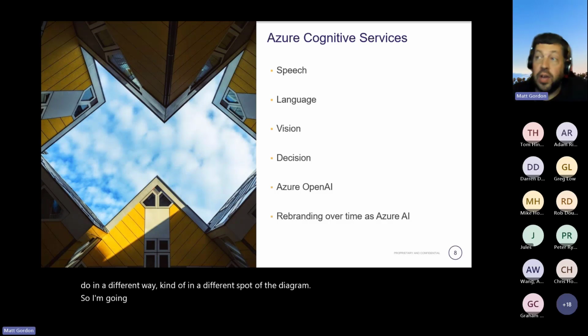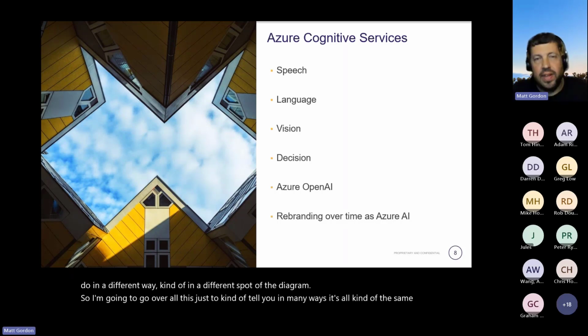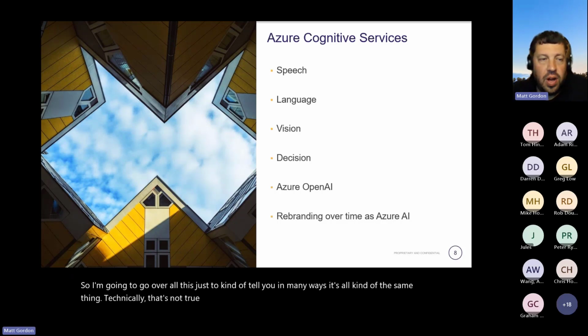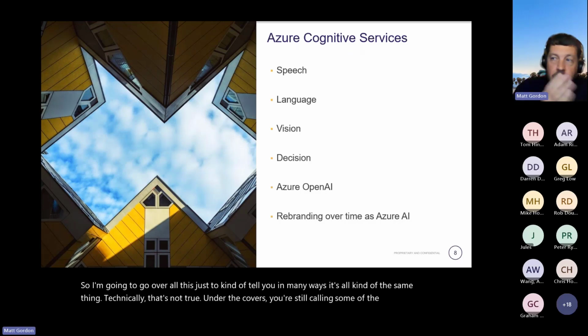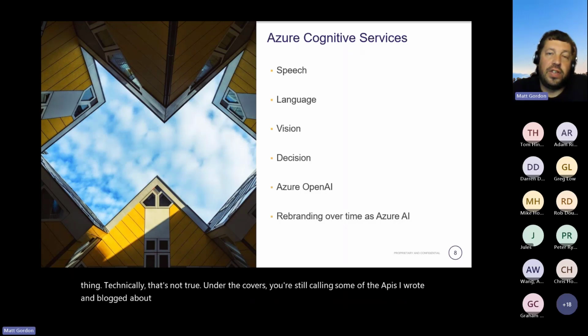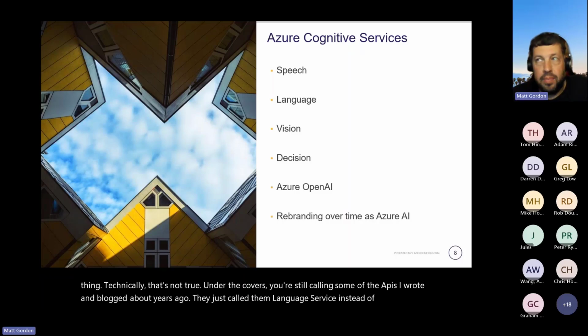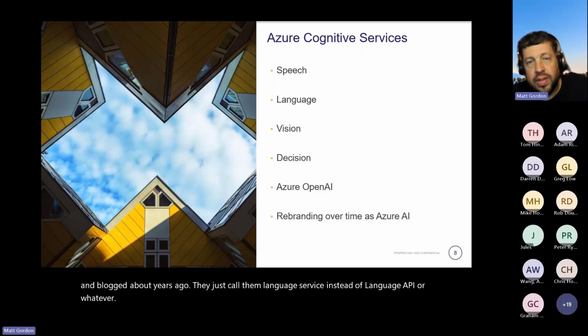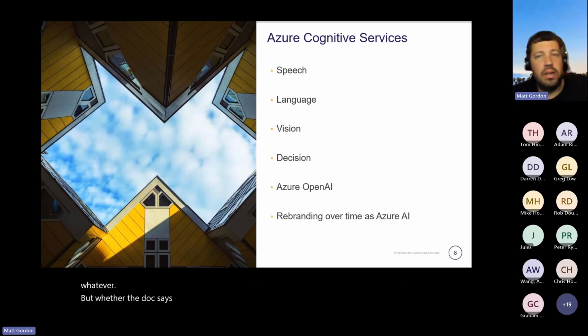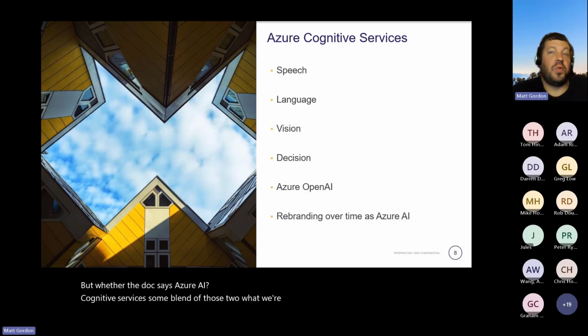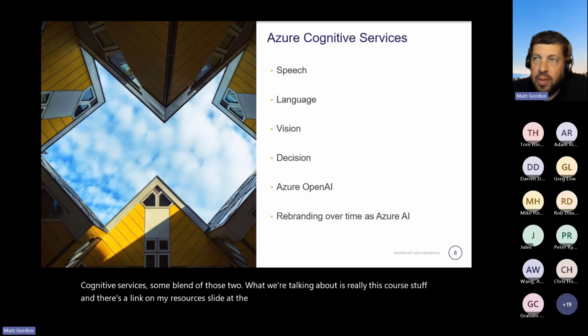So I'm going to go over all this just to kind of tell you, in many ways, it's all kind of the same thing. Technically, that's not true. Under the covers, you're still calling some of the APIs I wrote and blogged about years ago. They just call them language service instead of language API or whatever. But whether the doc says Azure AI, Cognitive Services is some blend of those two, what we're talking about is really this core stuff. And there's a link on my resources slide at the end, and these will be up on GitHub just as soon as I'm done.